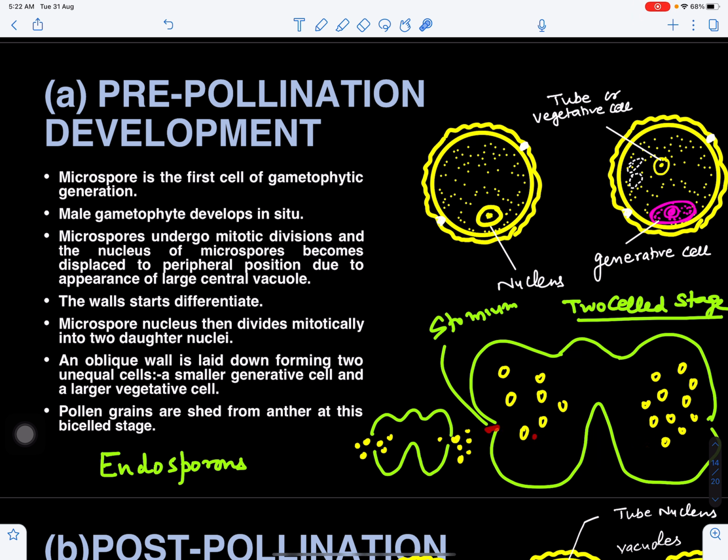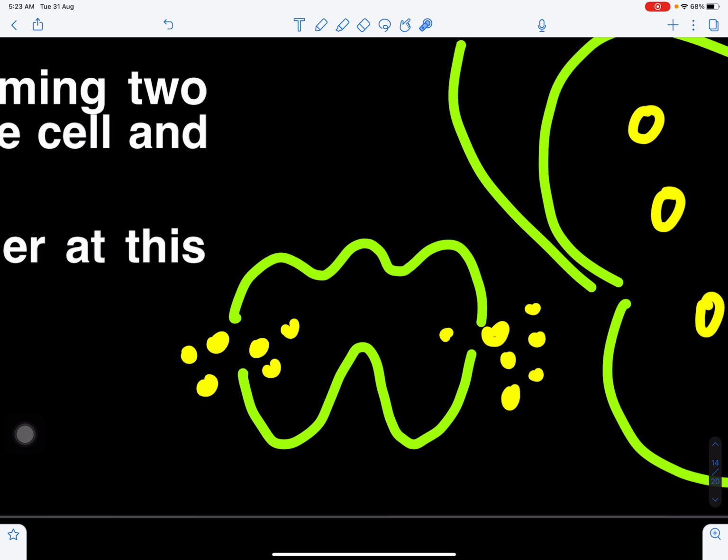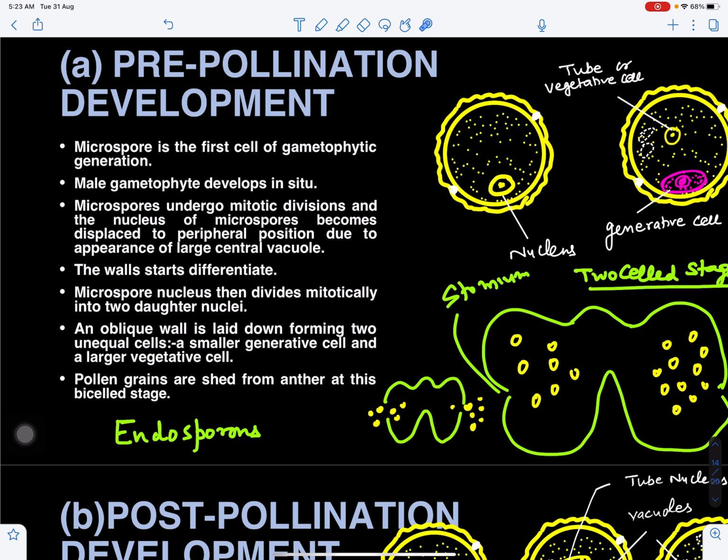Now, this area of the anther is thin. This is called the stomium. From here, pollen grains will be liberated. We can see here the anther is breaking up to liberate the pollen grains, and this area is the stomium, or thin area, from where the pollen grains are liberated. Detail we have already discussed. Now, when these pollen grains are being liberated, they are already developing inside the anther, right? So, this is called pre-pollination development.